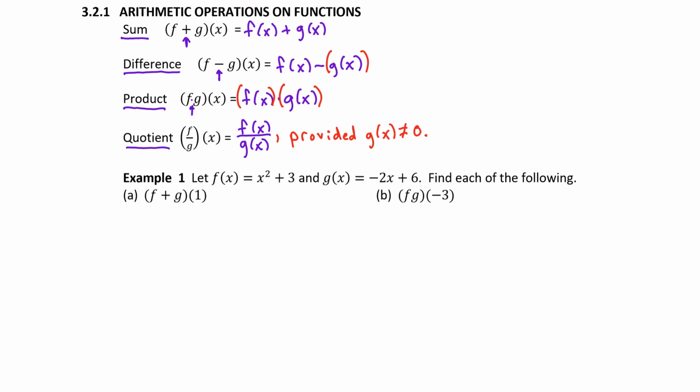So in example 1, we have 2 functions, f of x equals x squared plus 3, and g of x equals negative 2x plus 6. Now, just based on what you know about equations, if I asked you to classify f of x and tell me what kind of function it is, would you know what to say? This is a quadratic function. We studied quadratic equations in one variable. Now we're looking at a quadratic function. How about g of x?